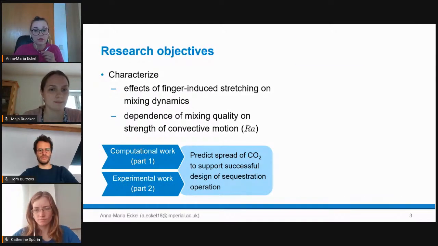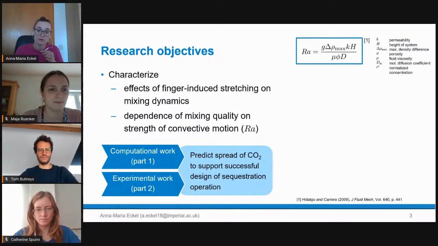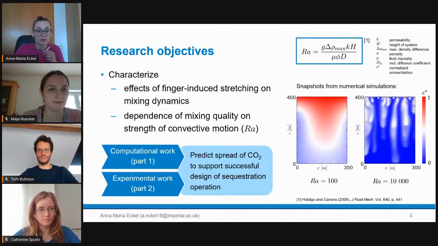The strength of convective motion in comparison to diffusion is expressed in the form of a Rayleigh number, which depends on fluid and reservoir properties. The appearance of the finger pattern differs between low and high Rayleigh numbers, as we can see in the concentration snapshots. In the following, I will first present some results from a computational study and will then proceed with the experimental work.